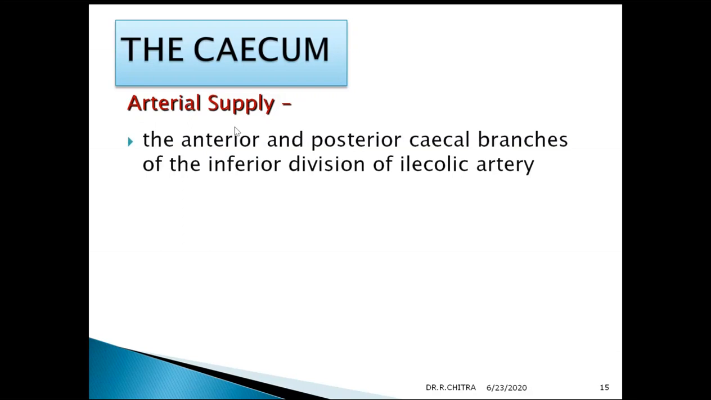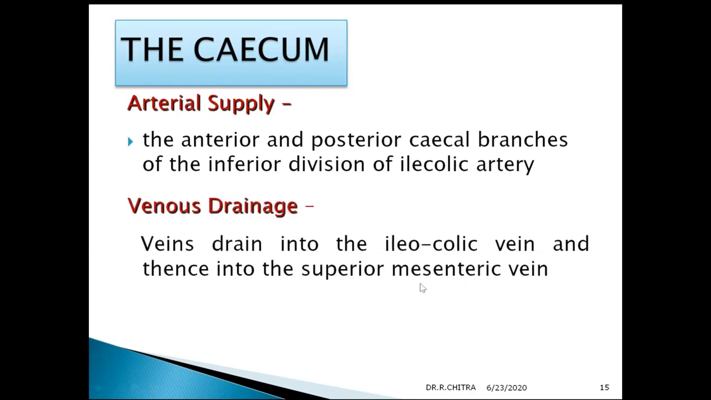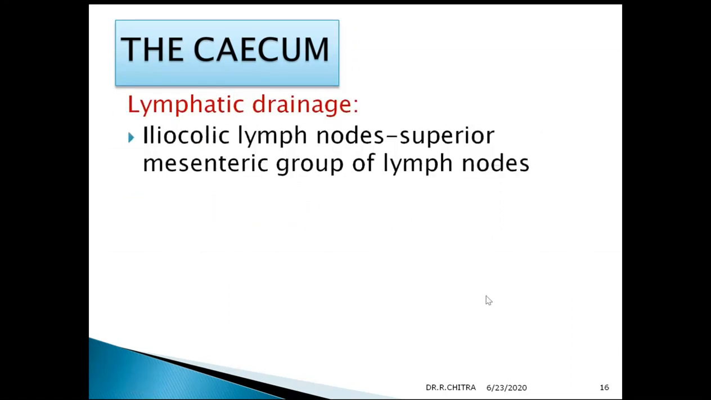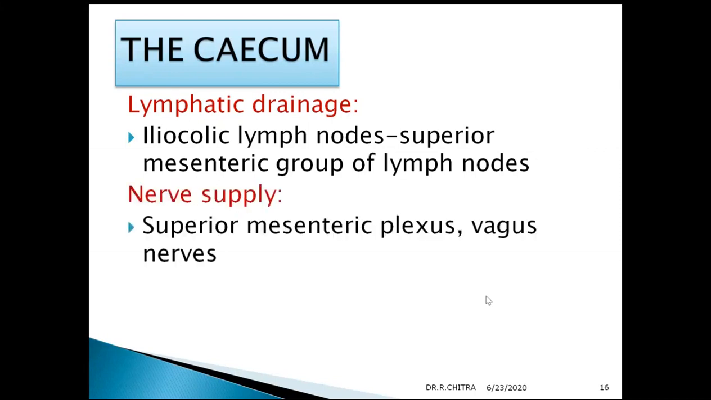This cecum is supplied by the ileocolic artery. The ileocolic artery is a branch of the superior mesenteric artery. In the superior mesenteric artery class, we learned this is the terminal branch of the superior mesenteric artery that gives rise to the anterior and posterior cecal branches. Venous drainage: the same ileocolic vein, which drains into the superior mesenteric vein. Lymphatic drainage: ileocolic lymph nodes, which in the same way drain into the superior mesenteric group of lymph nodes. Nerve supply: superior mesenteric plexus and vagus nerve.